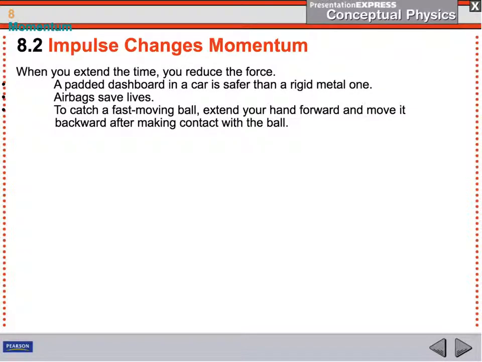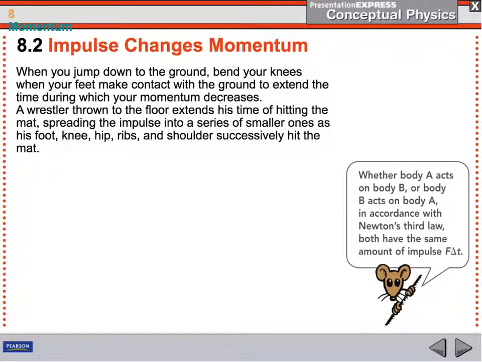A padded dashboard in a car is safer than a rigid metal one. Airbags save lives. To catch a fast-moving ball, extend your hand forward and move it backward after making contact with the ball. When you jump down to the ground, bend your knees when your feet make contact with the ground to extend the time during which your momentum decreases.